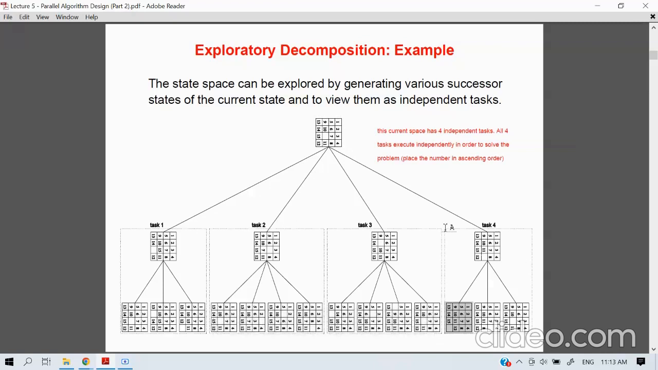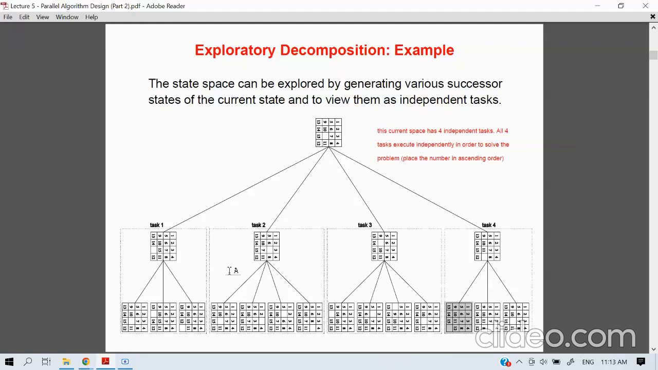From these 4 tasks, we run them in parallel as independent tasks. All 4 tasks execute independently to solve the problem. If you see here, task 1 moves the number to below the 15. The same goes for tasks 2, 3 and 4, which have different moves. So these can be run independently or concurrently.